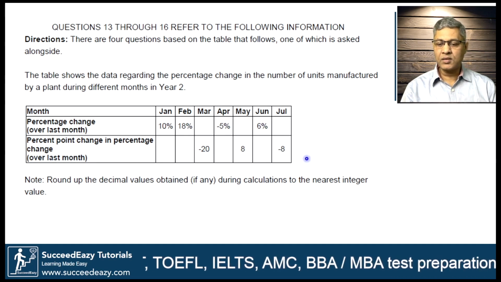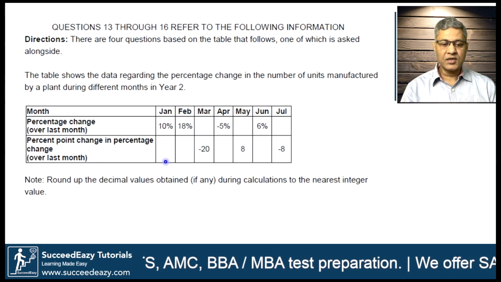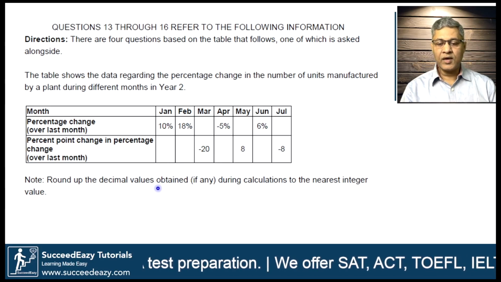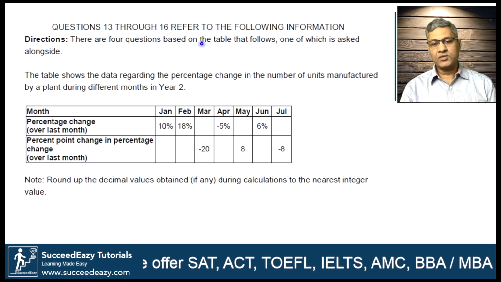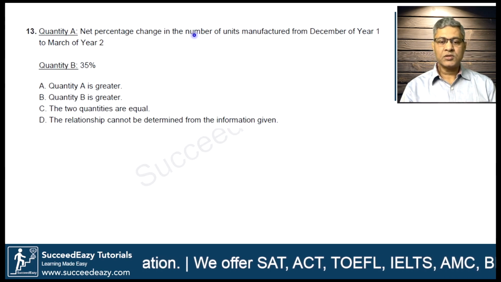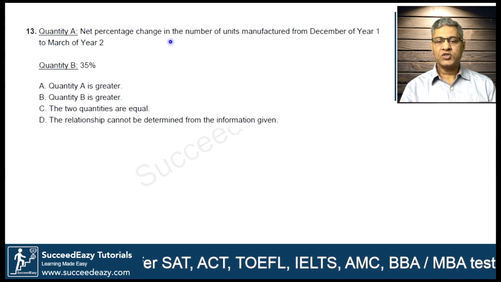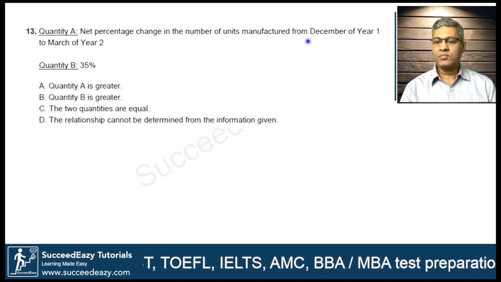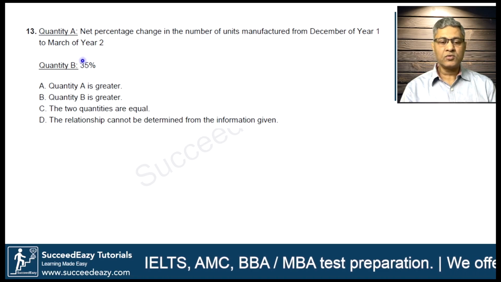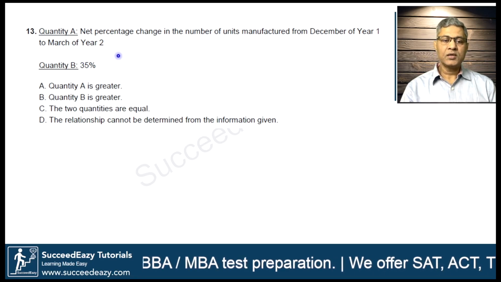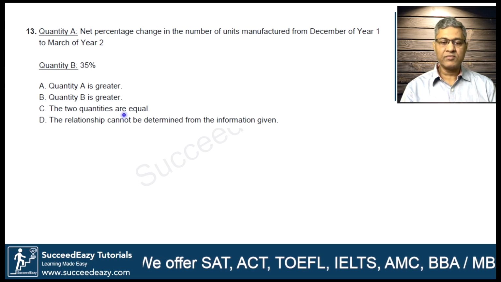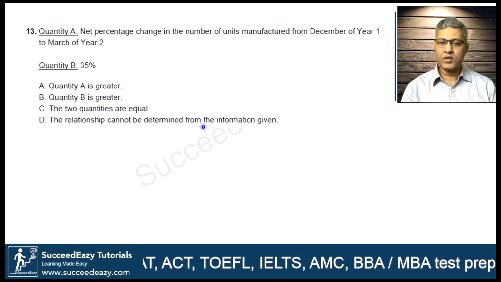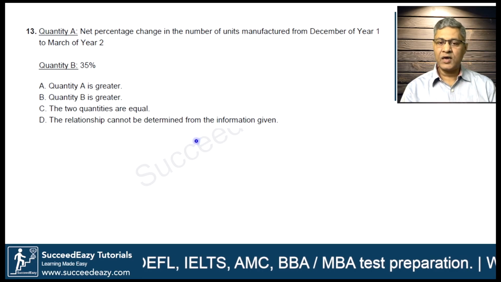All right, again some data with some missing data, right? Okay, round up the decimal values obtained, if any, during calculations to the nearest integer value. All right, so these are the directions. So the first question is net percentage change in the number of units manufactured from December of year 1 to March of year 2. Okay, and that is quantity A, and quantity B is 35%. All right, and then we have to compare quantity A with B. Okay, so that's a type of question that we have here.